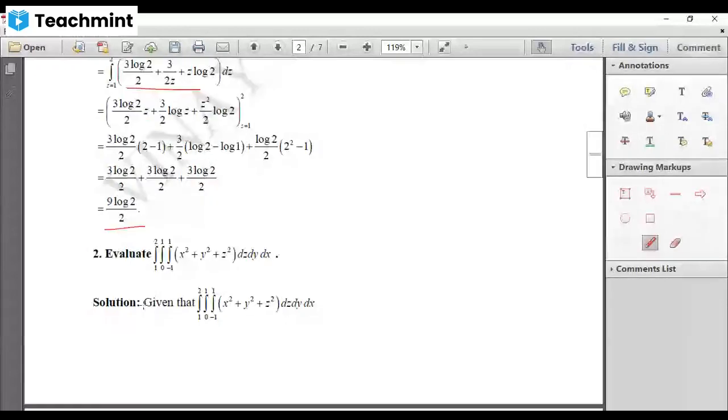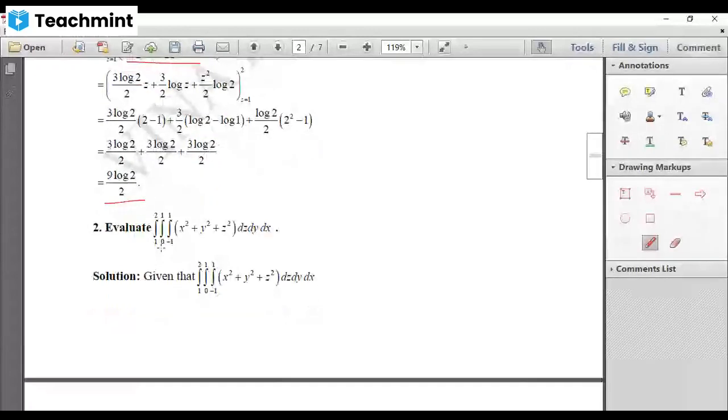Now let us see one more problem. Integral 1 to 2, integral 0 to 1, integral minus 1 to 1 of x square plus y square plus z square dz dy dx. Now here the limits are constants. So we cannot identify which variable takes which value.